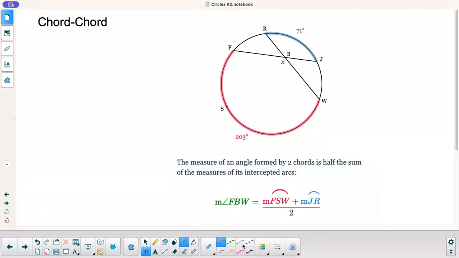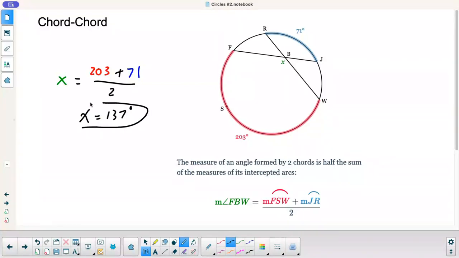Okay, so in this case, X is going to equal 203 plus 71 divided by 2. So that ends up giving me, hold on, 203 plus 71 divided by 2. That gives me 137.